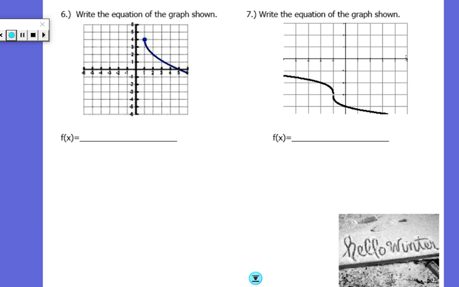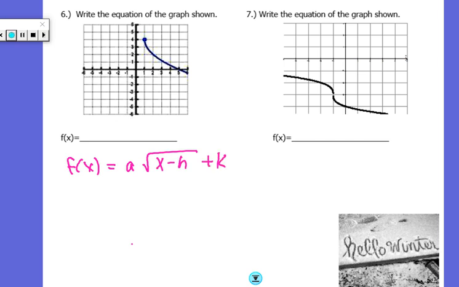Alright, let's look at going in reverse thinking. Let's write the equations of a couple of graphs. In number 6, write the equation of the graph shown. We've got to recognize that this is a square root graph. So that means our general form is going to look like the following.